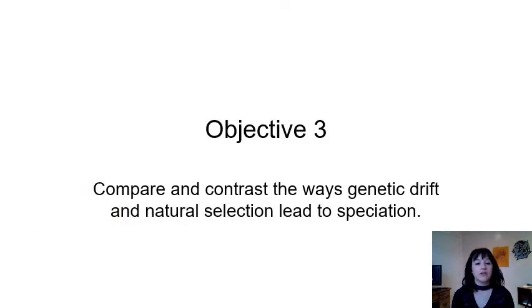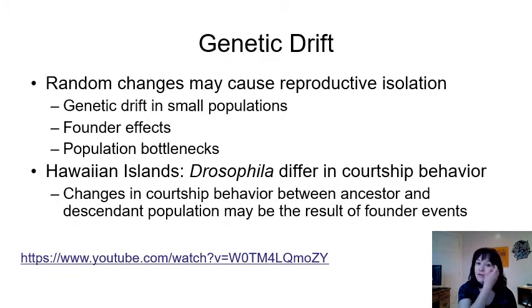Let's talk about genetic drift in natural selection. So natural selection we've talked about, right? This is changes over time, adapting to one's environment so that you have the optimal traits to survive and to reproduce. Genetic drift is similar to this, but it is on a very, very small scale with a very small population.